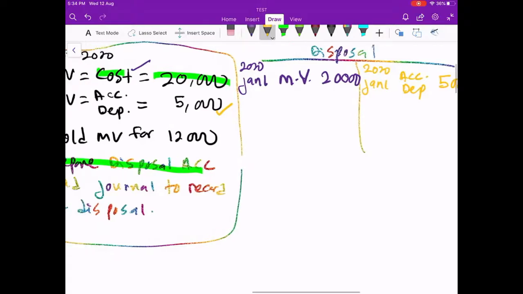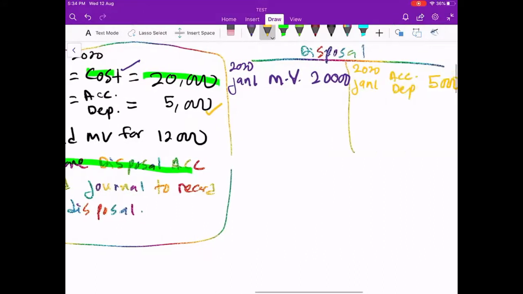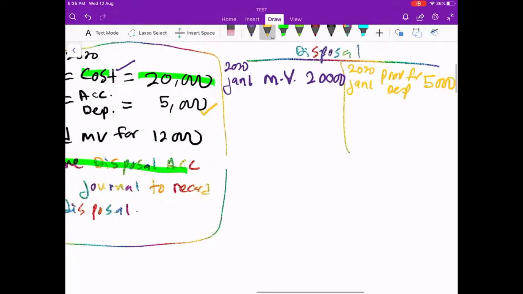Damien asks what if the question didn't give the accumulated depreciation. The question must tell you how much the depreciation is, but if it doesn't, you need to calculate it yourself. You can write provision for depreciation or accumulated depreciation; both are fine. Write the amount you calculated.